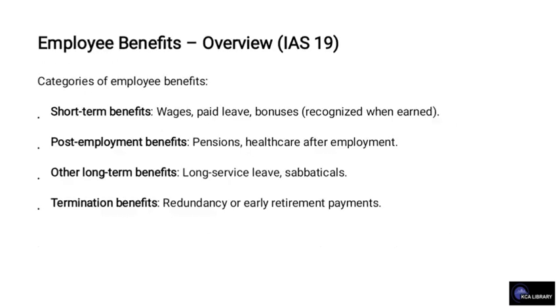Looking at the employee benefit, which is IAS 19, an overview of it, it's categorized into short-term benefits, post-employment benefits, other long-term benefits, and termination benefit. Short-term benefits include wages, paid leave, bonuses, and they are recognized when earned. Post-employment benefits are pension, health care after employment, and other long-term benefits are long service leave and sabbaticals, and lastly, termination benefits. These are redundancy or early retirement payments.